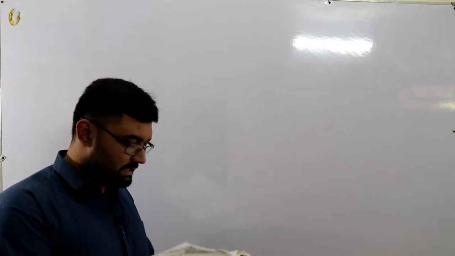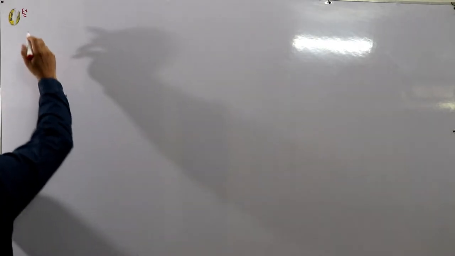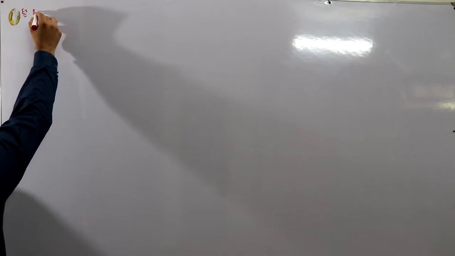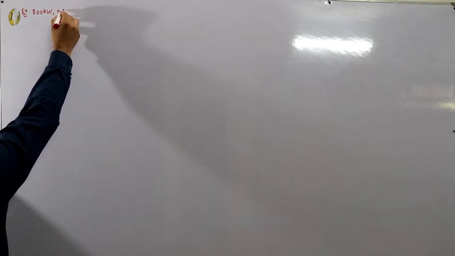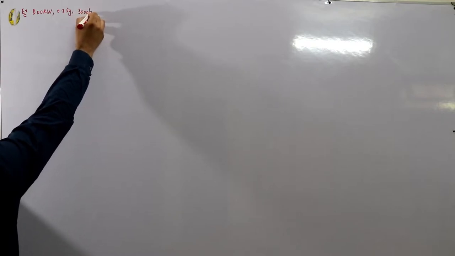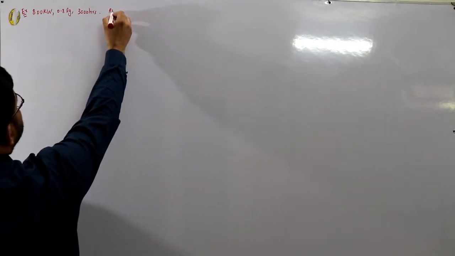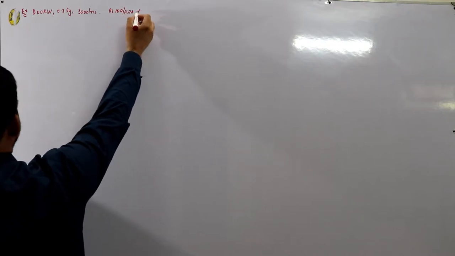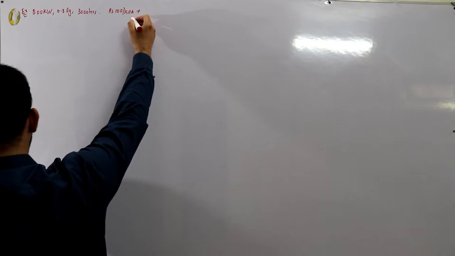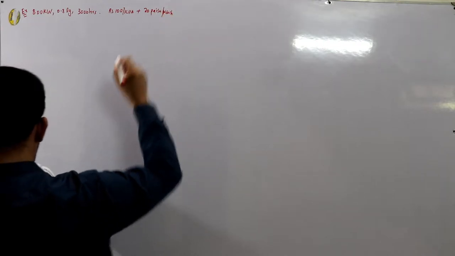Okay, Example 6.6. What does this state? This states that the load on an installation is 800 kilowatts, 0.8 lagging power factor, and working for 3000 hours per annum. The tariff is rupees 100 per kVA plus 20 paisas per kilowatt hour.